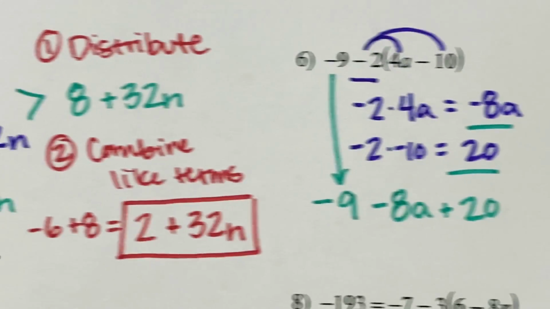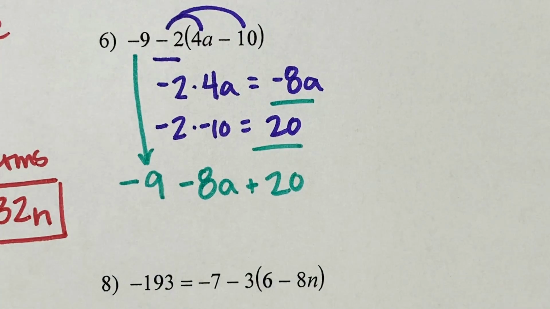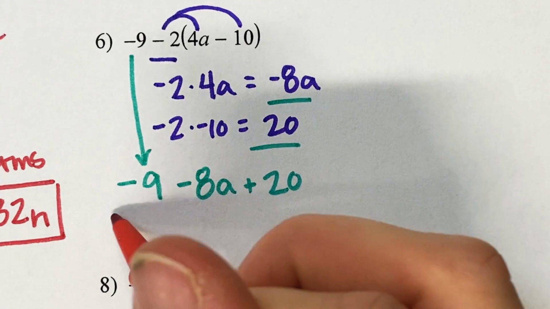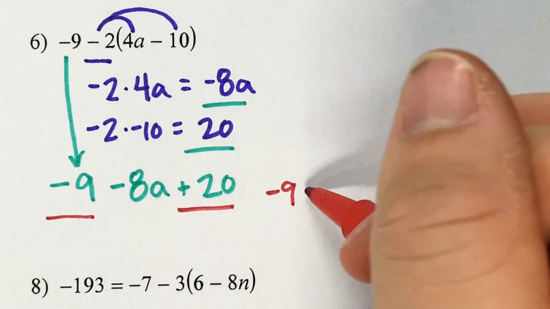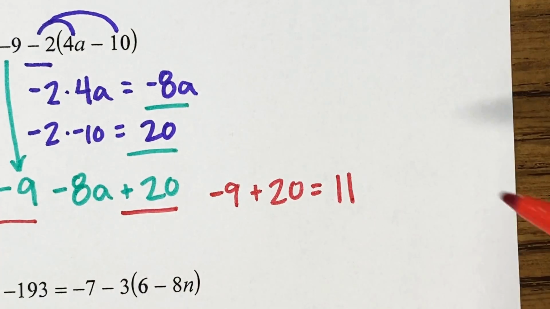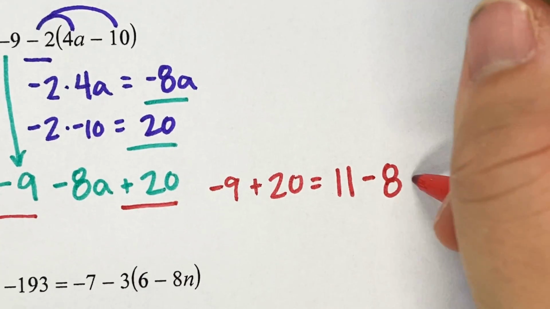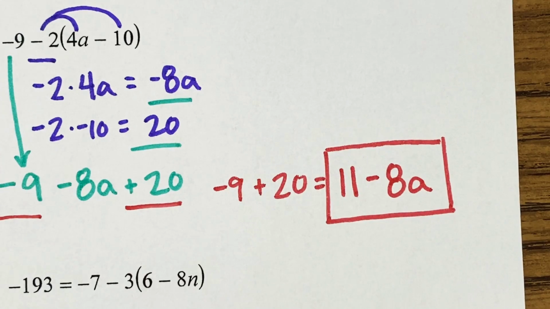Now we can go ahead and do our second step, combine like terms. What are my like terms? I see that this -8 has an a, but I don't see any other terms with an a. So the only terms that I can combine are -9 and plus 20. So -9 plus 20 is going to give me positive 11. Since the -8a couldn't combine with anything, we just write it next to it. So our final simplified answer is 11 minus 8a.